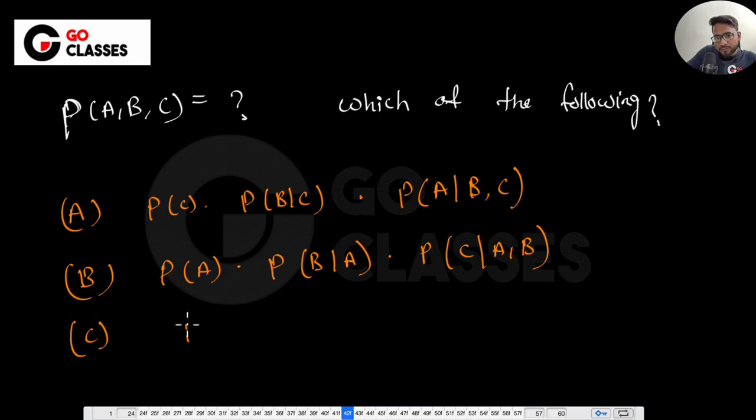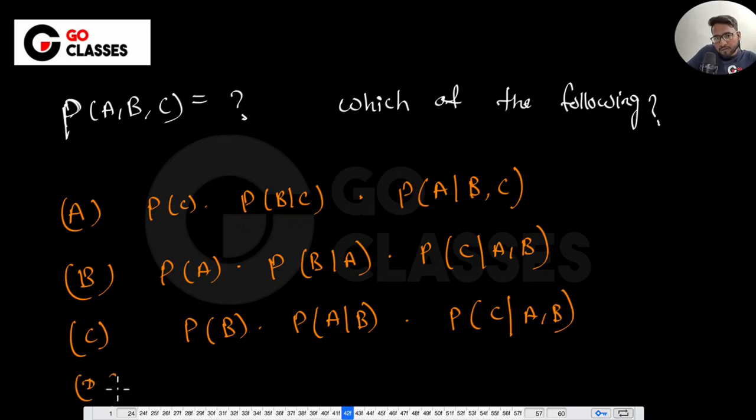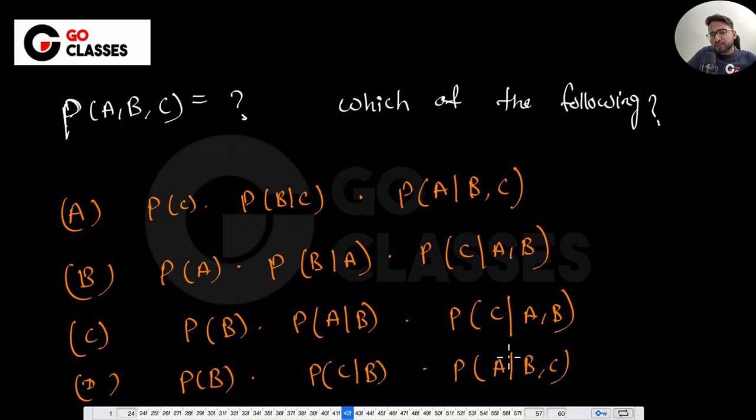Suppose there is one more option, probability of B into probability of maybe anything, maybe C or A, does not matter, A given B into probability of C given A comma B. Let's suppose there are multiple options, actually many options are possible. Probability of B, then probability of C given B, then probability of A given BC, something like this, right? So these are the 4 options that you have, and this is the MSQ question.